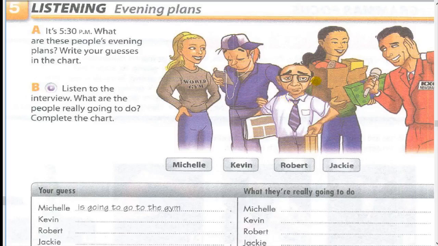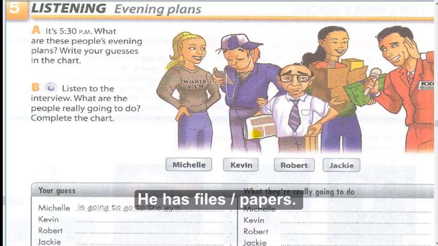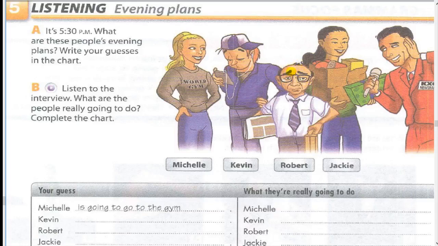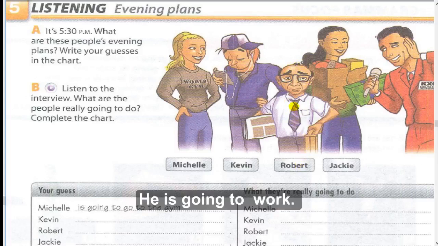What about Robert? Robert is wearing a tie and has a briefcase. He's wearing a white shirt, brown pants. He has files, papers. He's wearing glasses. He's bald. He's middle-aged. So Robert, I think, he's going to go to work. He's gonna work. Robert gonna work.